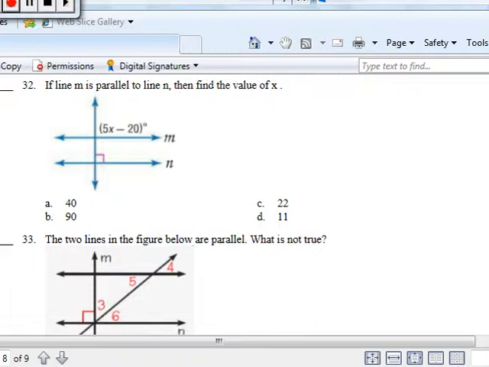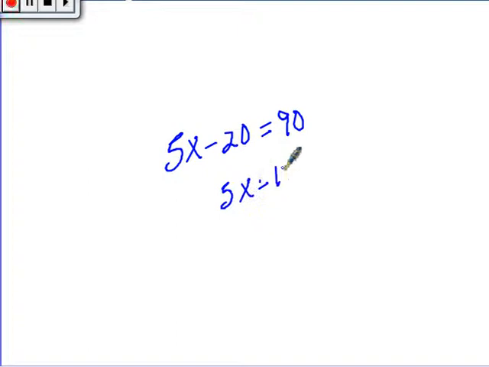Number 32: line M is parallel to line N. Therefore, Kobe, the 2 angles that are given are what type of angles? They are both right angles, and the relationship between the two is corresponding. These 2 corresponding angles have to be congruent. So like he said, they're both right angles. So your equation there, 5x minus 20 would have to equal 90. Move the 20 over. 5x would have to be 110. Divide by 5, you get x is 22.